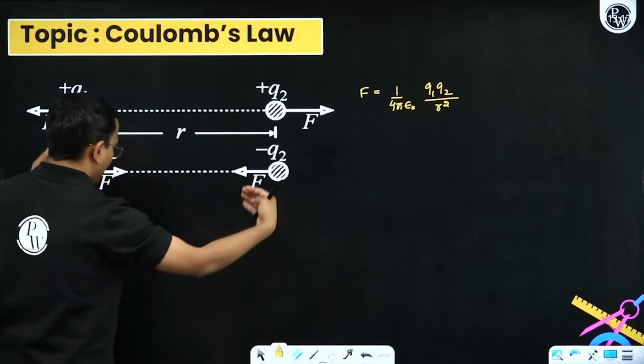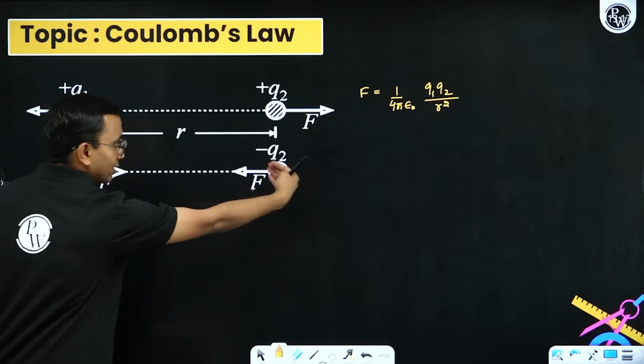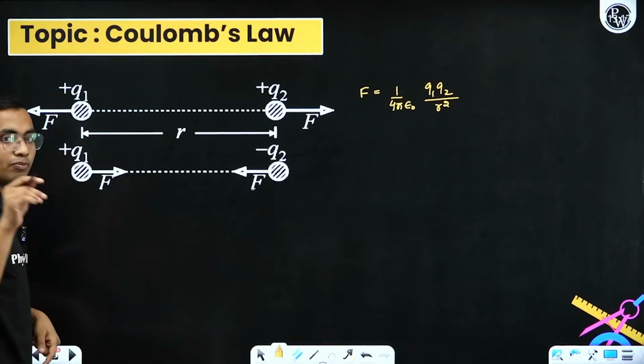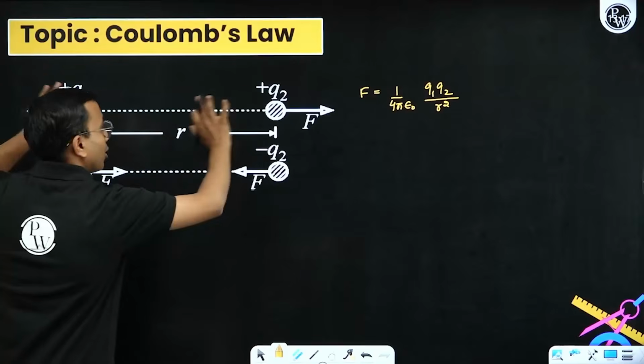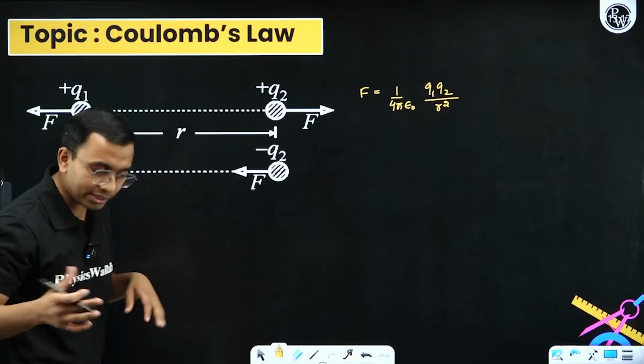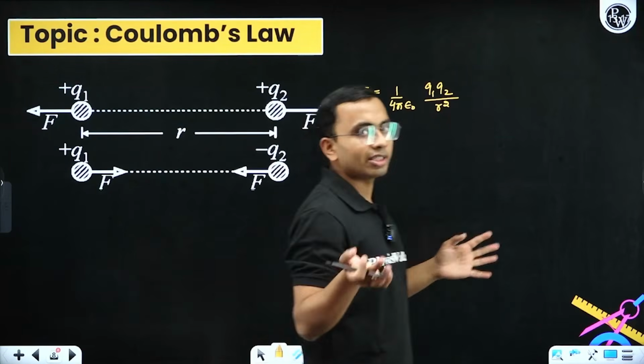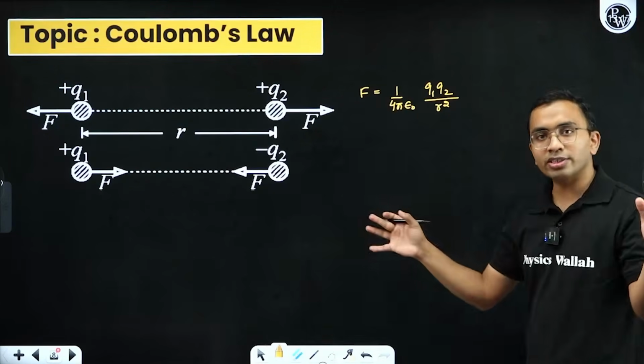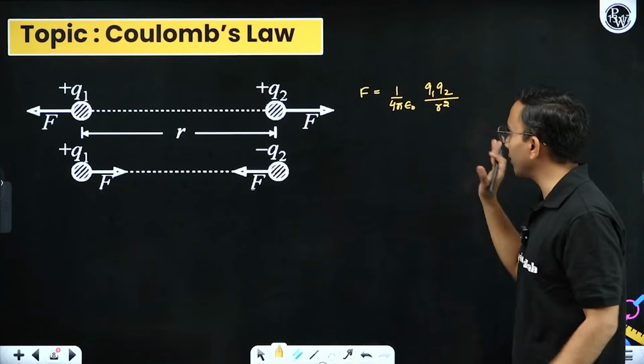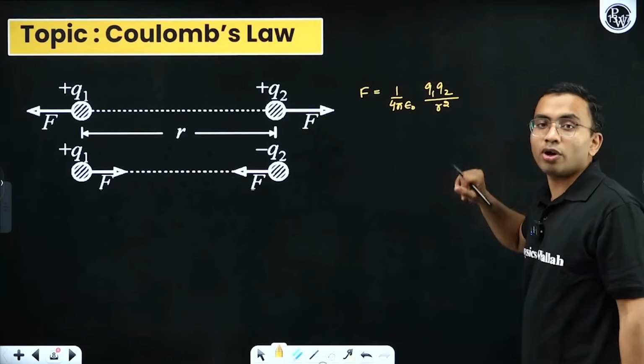On this charge the force F is in this direction, on this charge it is in this direction. If both are positively charged, they will repel each other. And if both are negatively charged, they will also repel each other. Similar charges repel, opposite charges attract. That you understand? Now this is the magnitude of the force.